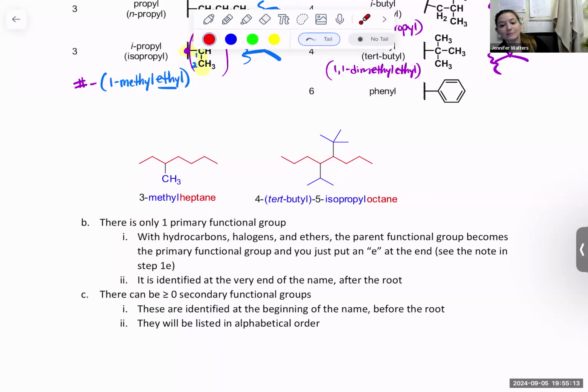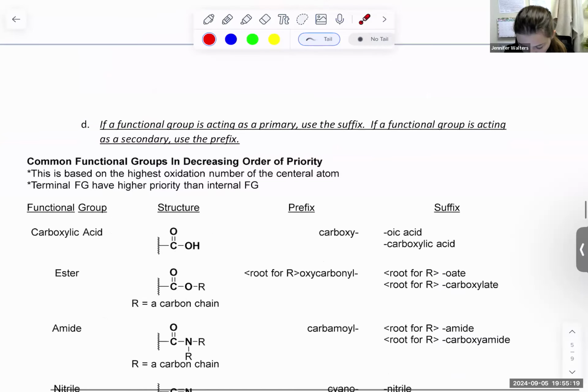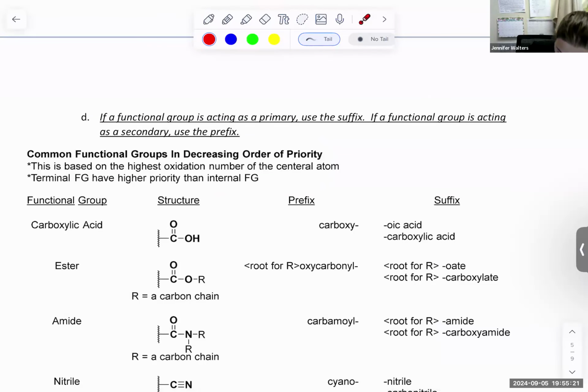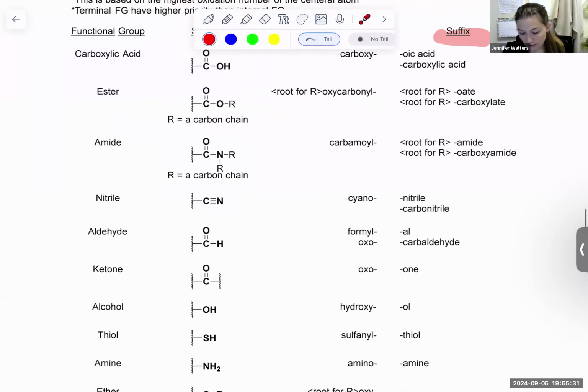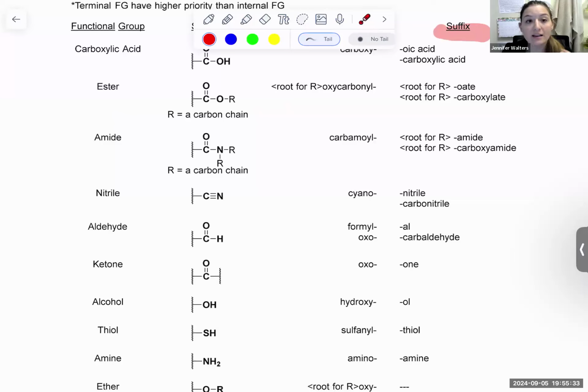They're always going to be at the beginning of the name, and they're going to use the prefix, and they'll be listed in alphabetical order. So your primary uses the suffix. Your secondary uses the prefix. So that just tells you which column you need to know. You need to have all of these memorized, not by quiz 2, but eventually by the first exam, you need to have all of these memorized.